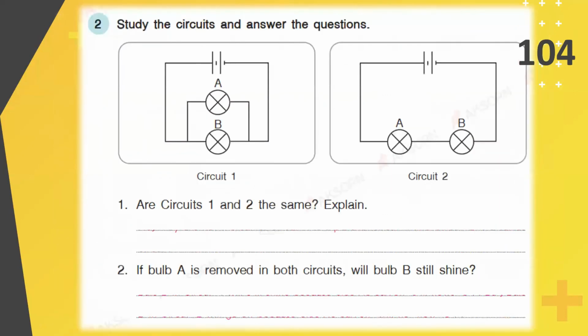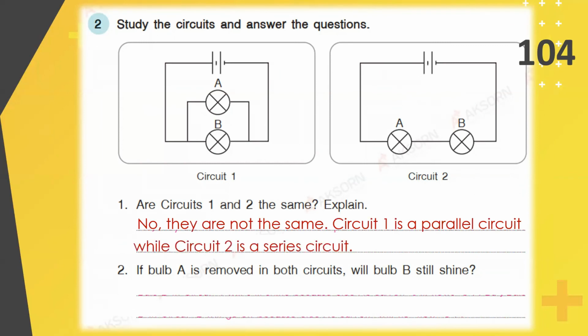For number 2, study the circuits and answer the questions. Again, we have 2 circuits here. Circuit 1 is a parallel circuit and circuit 2 is a series circuit. First question, are circuits 1 and 2 the same? Yes or no? If your answer is yes, explain why. If your answer is no, explain why. Again, are circuits 1 and 2 the same? Of course, they are not the same because circuit 1 is a parallel circuit and circuit 2 is a series circuit.